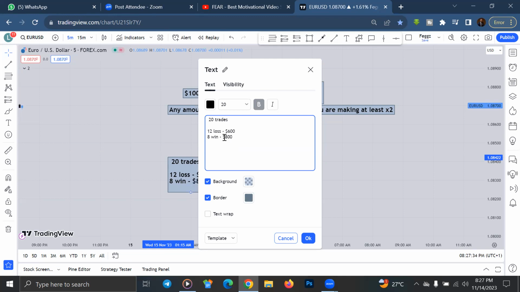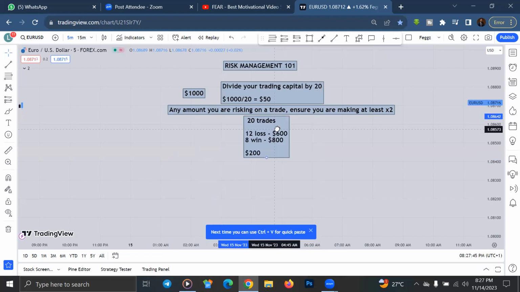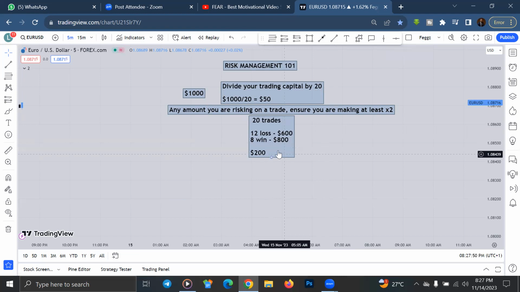So you can see that even though I had 12 losses, 800 minus 600, I still have $200 that I made as profits. Even from 20 trades, even though I had 12 losses, more than the wins, with 8 wins only, I still made a profit of 200. In Nigerian currency, if we are converting, I still made 200,000 naira from losing 12 trades.